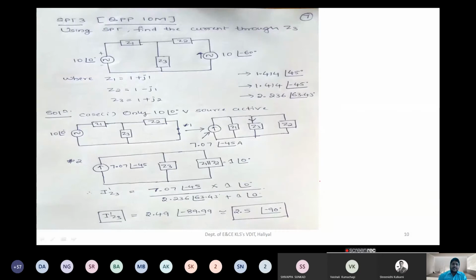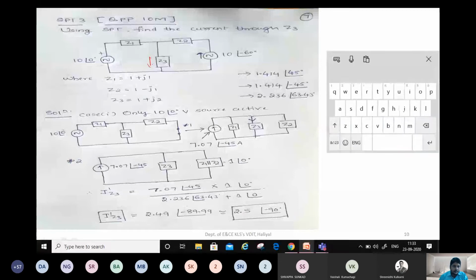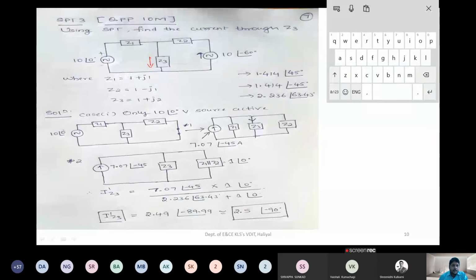Yes, okay. So I am taking one more problem with respect to the superposition theorem only, but with respect to AC circuits. See what is mentioned here: using the superposition theorem, find the current through Z3. They have given Z1, Z2 and Z3 in rectangular form, x plus jy. You can convert it to polar form.